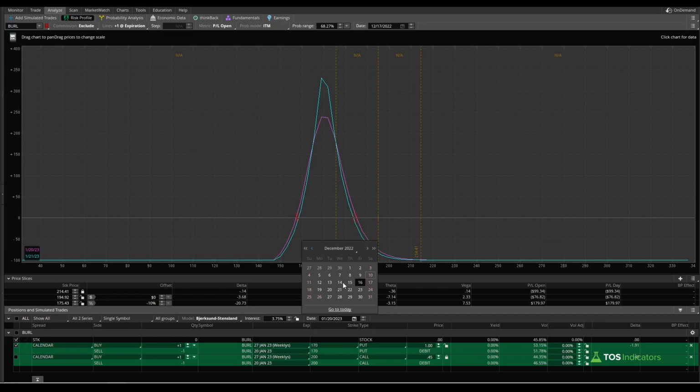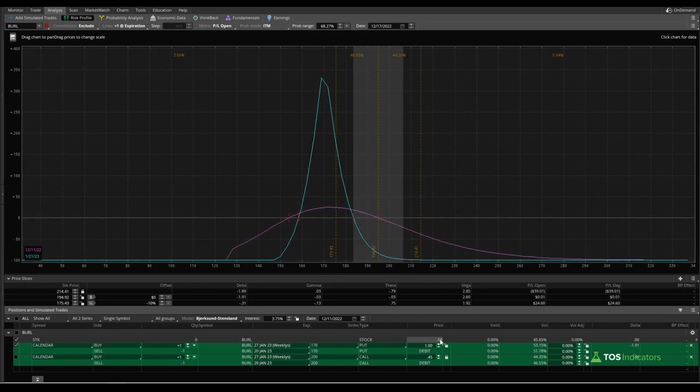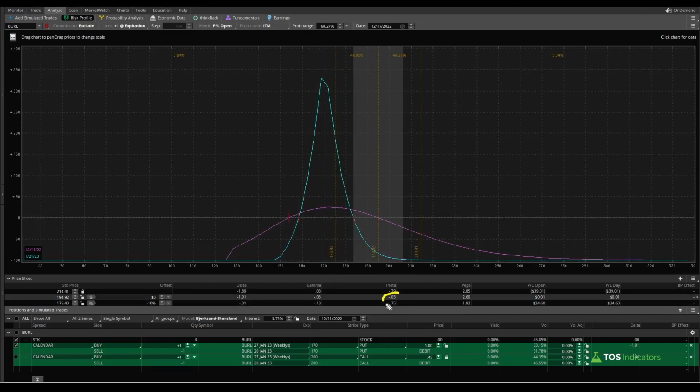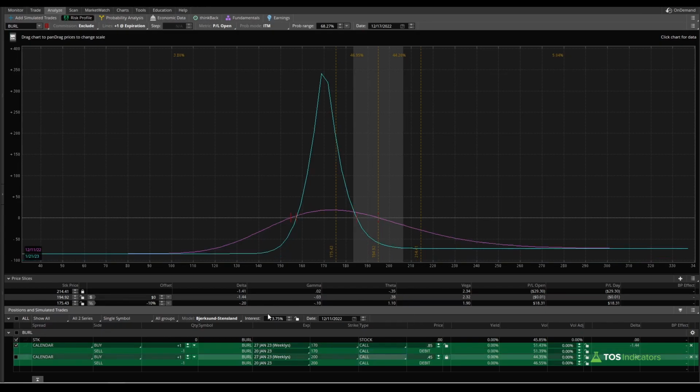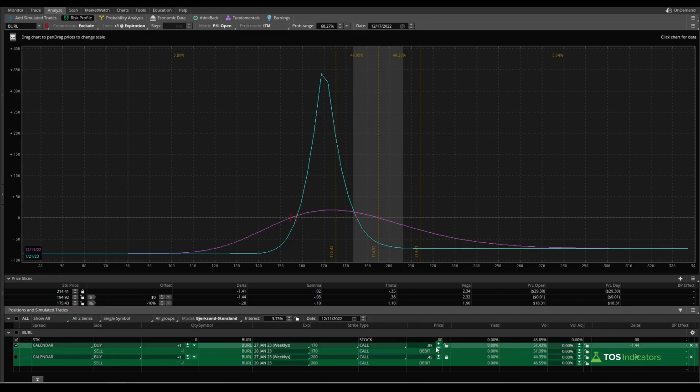And let me cue this back up to December 11th, today's date. So this is what the position currently looks like. The call side looks significantly better on the Greeks to me, and it's cheaper. So I chose the call side for that reason. Same overall idea though, we're looking to get down to that 170 price point and pin near 170. So that's the premise of this first calendar.